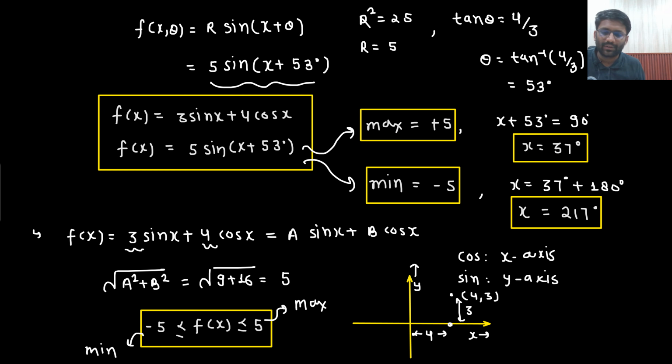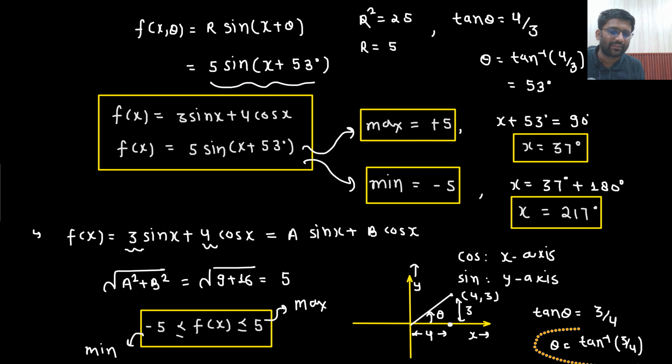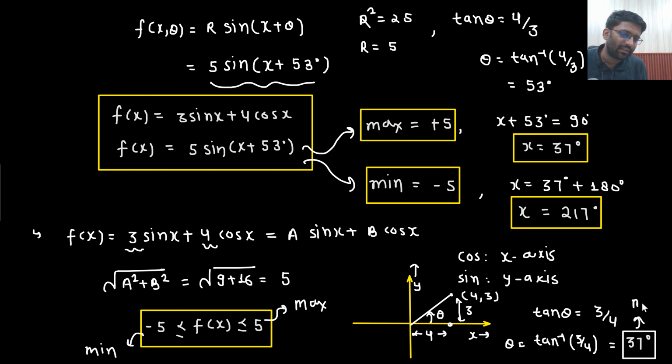Is that clear to you? So this is where I will reach. Angle is always measured from the positive x-axis in the anti-clockwise direction. Tan theta equals 3 by 4. What is theta you are getting? Tan inverse 3 by 4, and you can calculate it on your calculator. Tan inverse 3 by 4 will come out to be 37 degree only. So this is the point of maxima. Here the maximum value will occur.